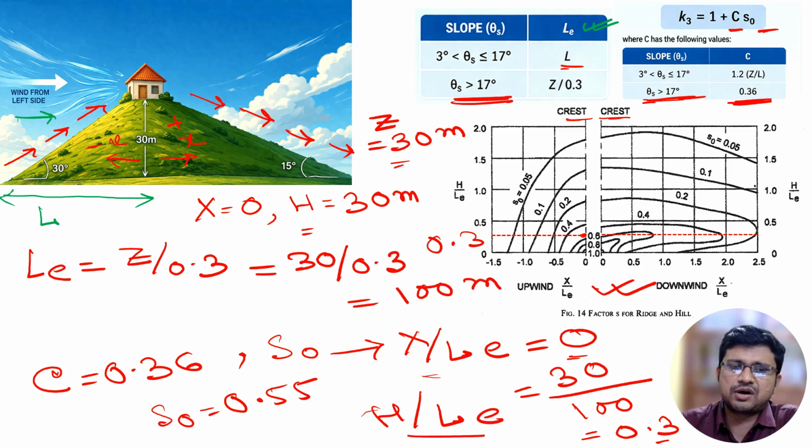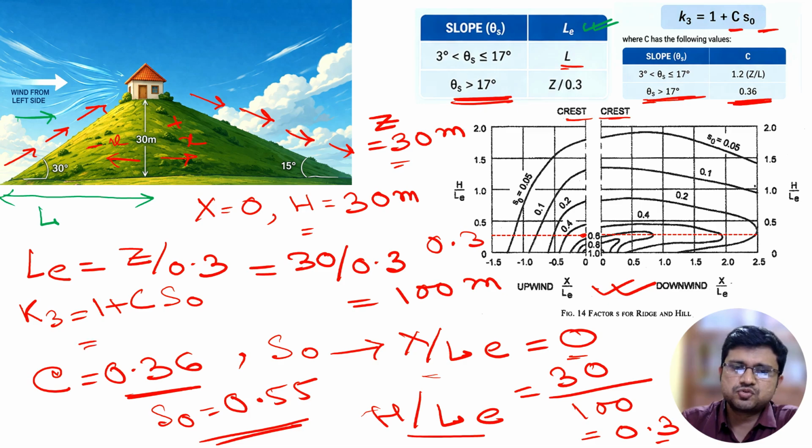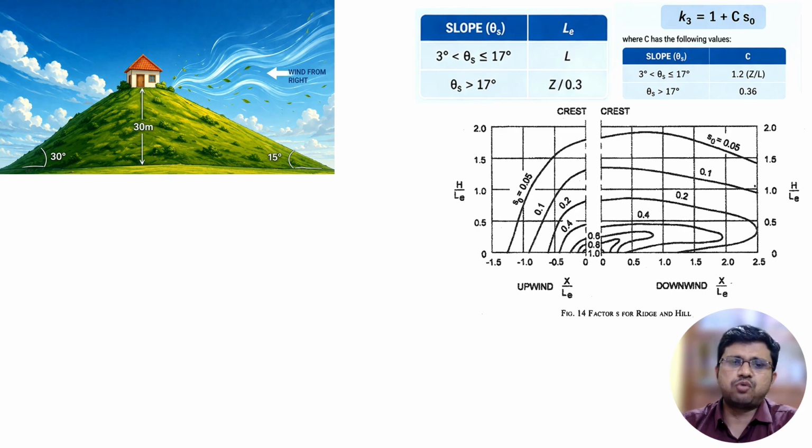Now what will be the value of our K3? K3 is 1 plus C into S0. Our C is 0.36 and S0 is 0.55, so it will be 1 plus 0.36 times 0.55, which is 1.198. So if our wind is coming from left, then our K3 value will be 1.198. Now what do we have to do if the wind is coming from right, not from left?